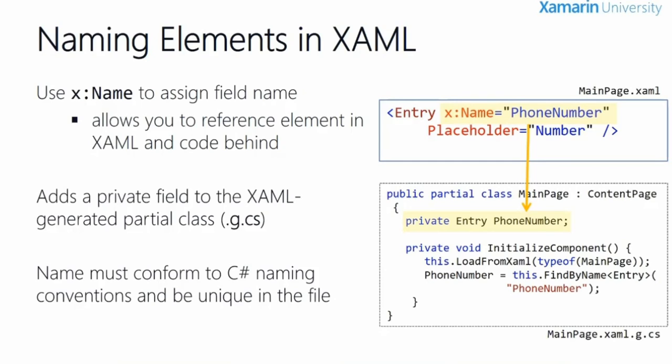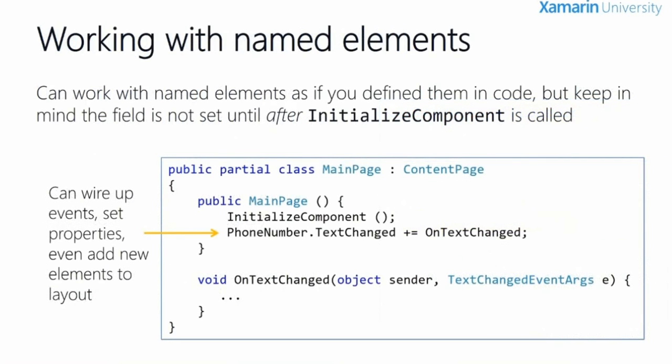So this source file and our code behind source file are the same exact class. Because I define this field in this class, it will be available in my code behind file as well. Going into our code behind, you can see we can access this field, phone number, and then we can subscribe to events or access properties. Here, we're subscribing to the text changed event. As we type and the text changes, it's going to fire off the event handler on text changed.